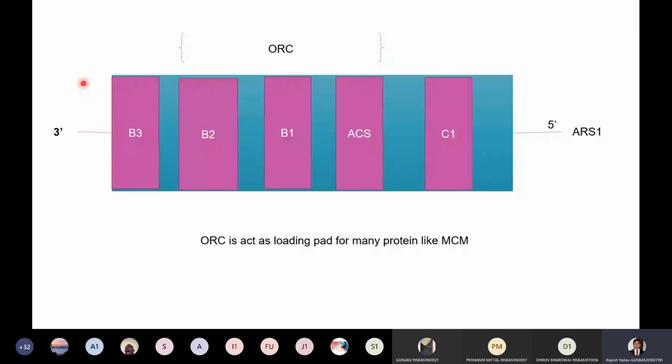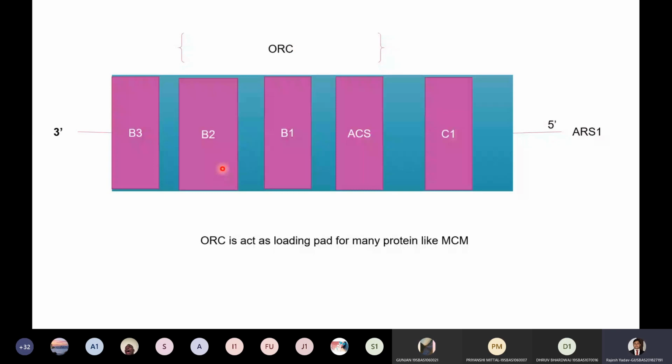These domains are present in the ORC. Actually, what happens in yeast? In yeast, this is the autonomously replicating sequence. Some factor will come and bind with B2, while in some other organism some factor binds with B1. This is a separate domain, and these are present in the ORC region. So what is the difference between these domains? In some eukaryotes, ACS is the main domain, in some it is B1 or B2, or it may be for the regulation of replication, because there is not much knowledge about these domains.